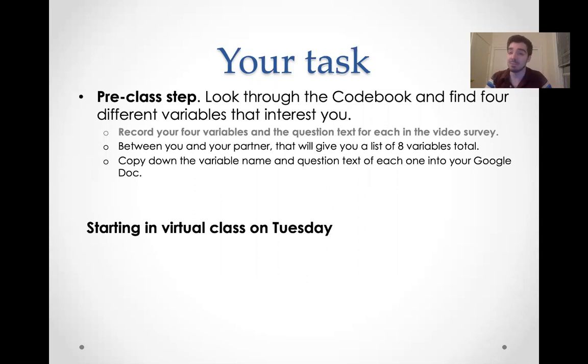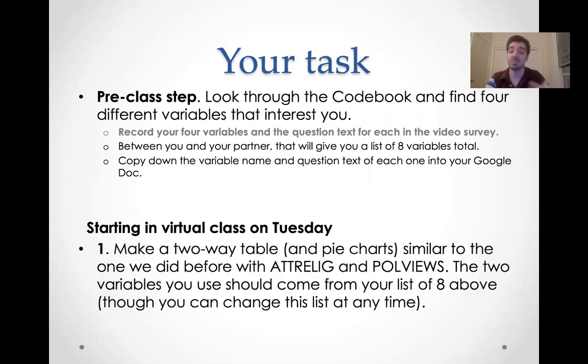Starting in virtual class on Tuesday, you're going to create a two-way table and the corresponding pie charts, similar to what we just did for the @relig and poll views variables. The two variables you use should come from your list of 8. So if you picked 4, and your partner picked 4, pick any 2 of those 8 and make a two-way table with them. Maybe pick a couple that you think would have an interesting relationship.